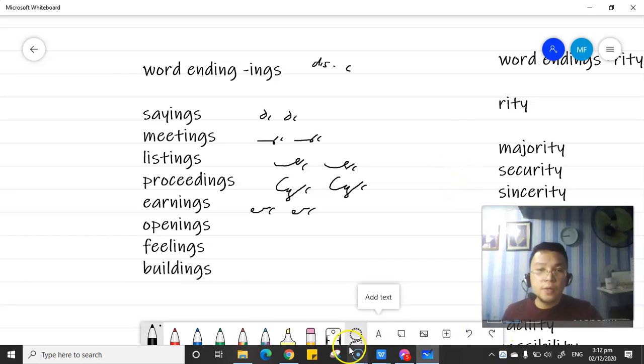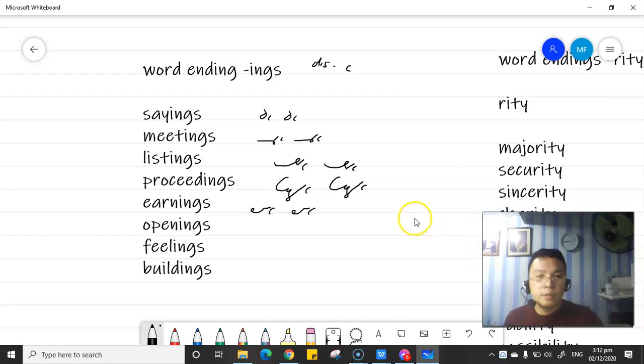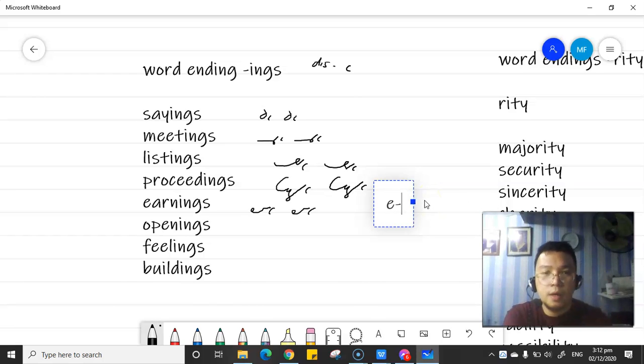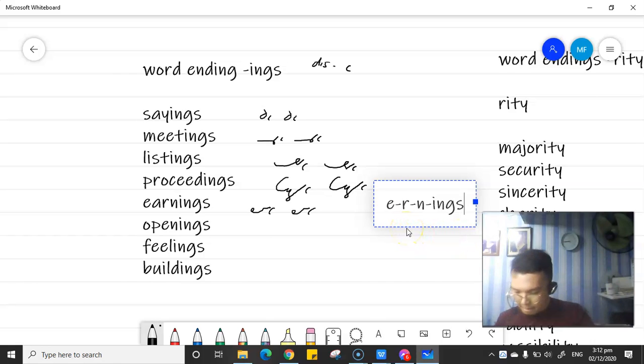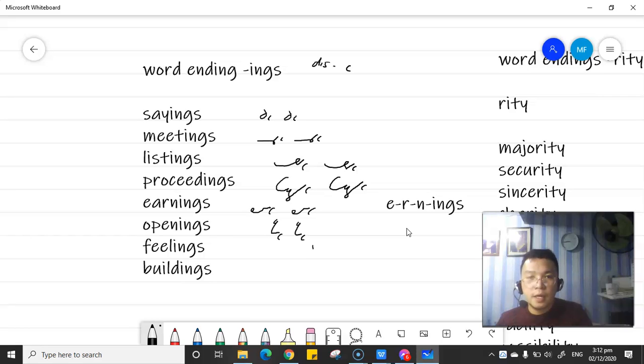Earnings, ern, ings, earnings. So, how are you going to shorthand spell that one? So, as simple as this. And then ings, earnings. We have the openings, open, and then ings. Fillings, FEL, ings, fillings. Buildings.